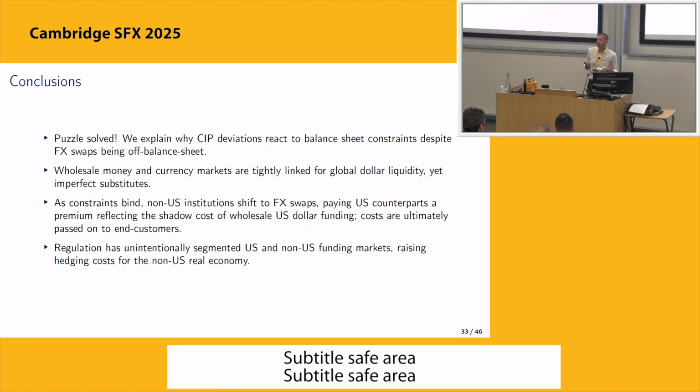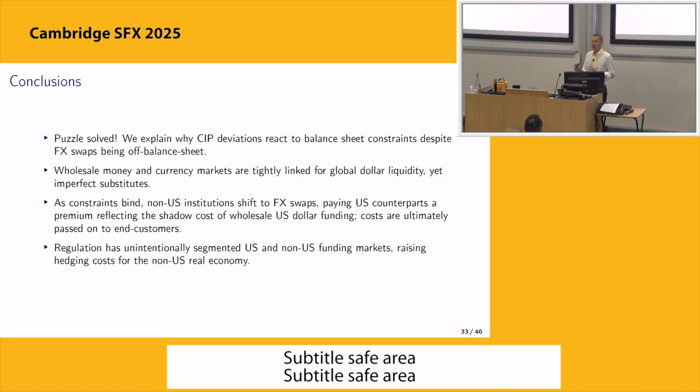So a policy implication of this paper is that after all, regulation has unintentionally segmented the U.S. and the non-U.S. funding markets, raising hedging costs at the end for the real economy.